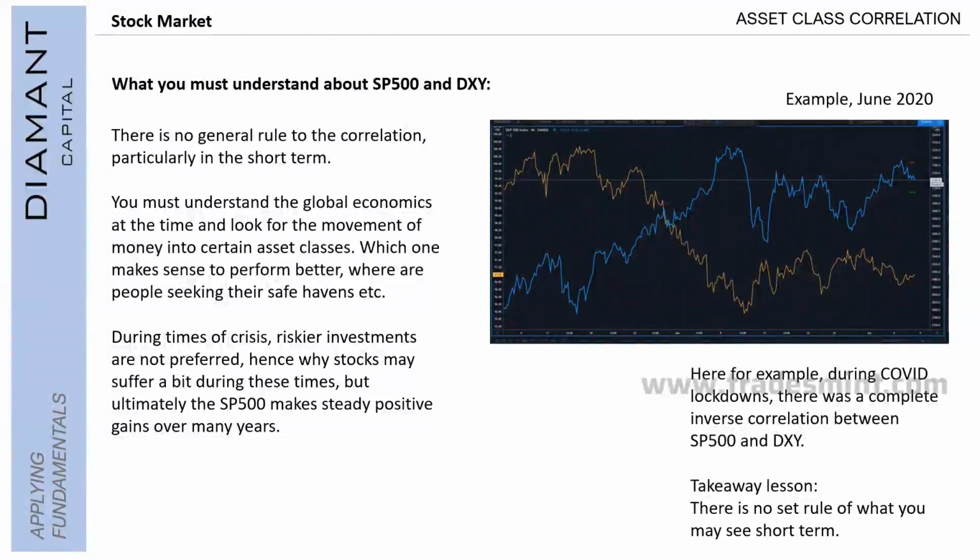So the takeaway lesson from all of this, there's actually no set rule of what you may see in the short term. Whereas if we look at Euro USD and DXY, for example, I see a direct correlation, particularly on the lower time frame. But when it comes to the stock market and the US dollar, we don't see that direct correlation. But of course, consider this long term, understand where money actually flows, where capital and investment is going into, and that will give us a clearer and better understanding of the market, particularly long term.